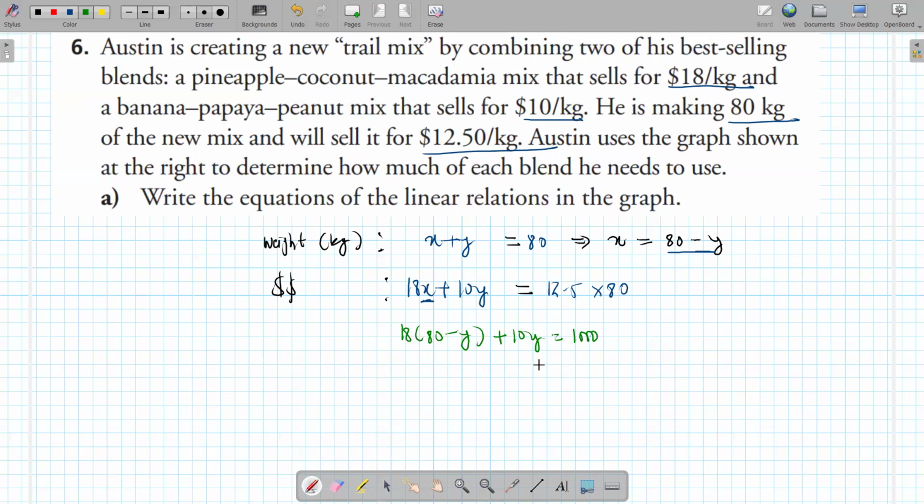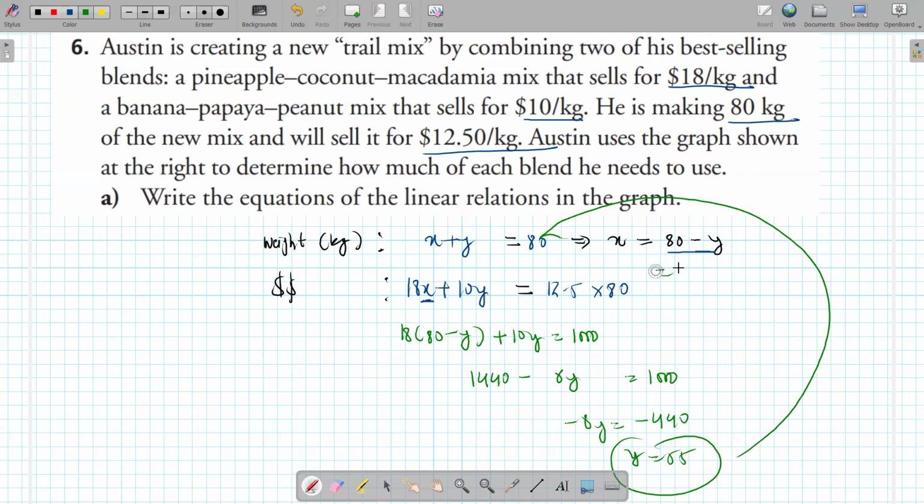If we want to solve this equation for y, it's a linear equation. You open the brackets, so it'll be 18 times 80, that is 1440, minus 18y plus 10y equals 1000. This will be negative 8y, so negative 8y equals negative 440. So 440 divided by 8 is 55. So y is 55. That means x is going to be 80 minus 55. That's 25. And you're done with this question. Easy as that.